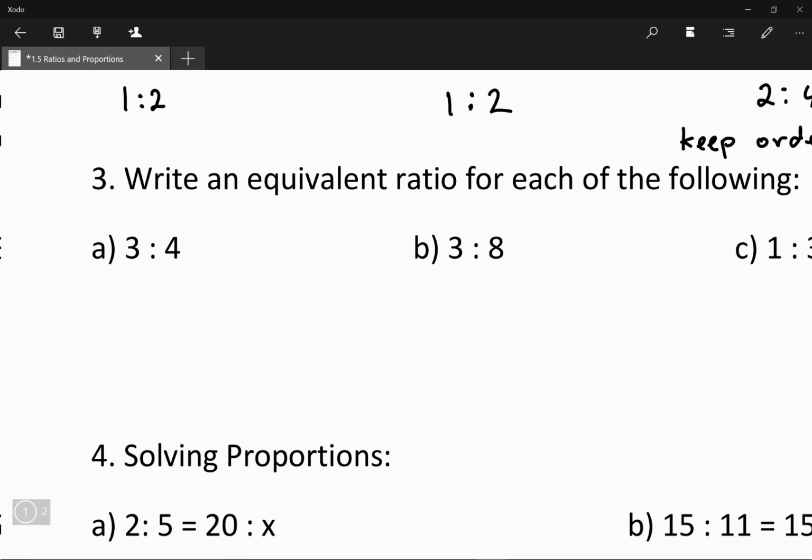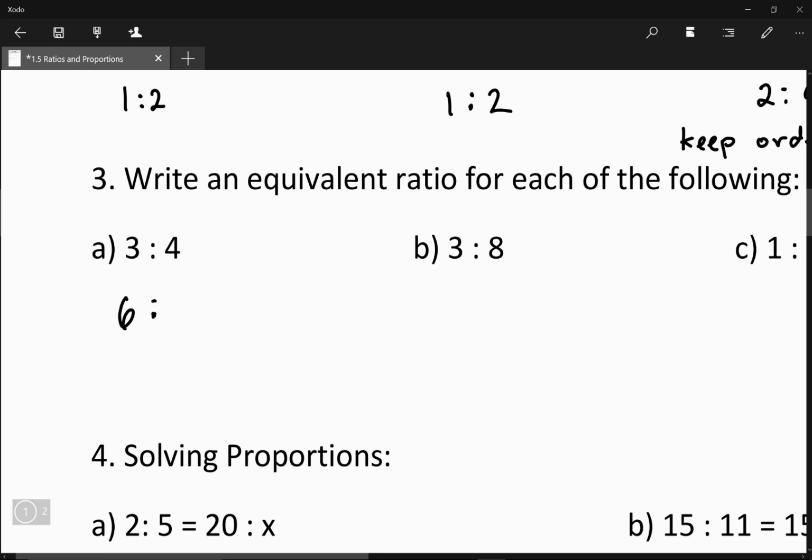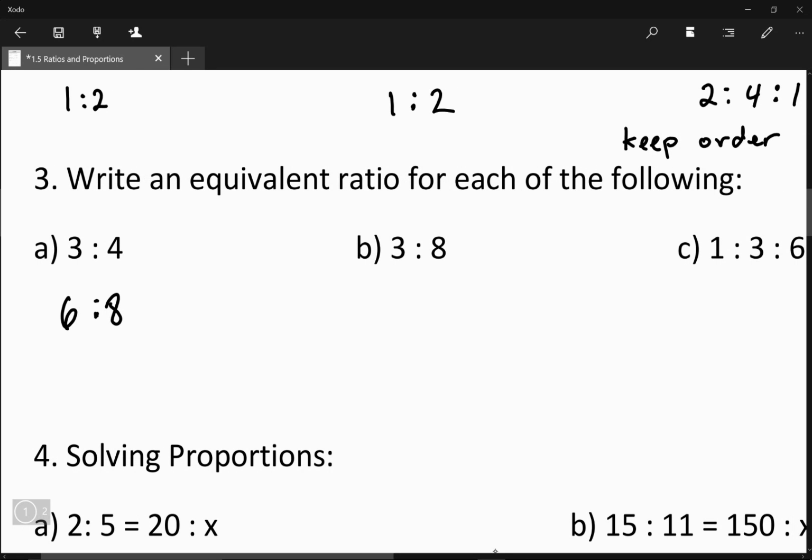You could double the numbers. So if I double the numbers, I'd have 6 to 8. What about 3 to 8? Well, 3 to 8 can be written as 6 to 16 if I doubled each number. It's still the equivalent ratio.